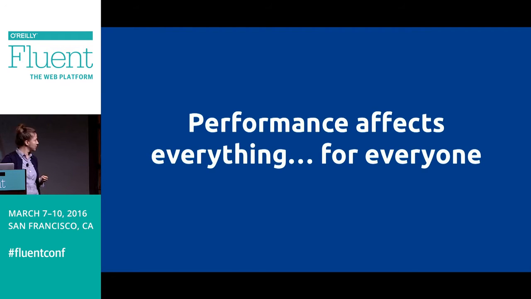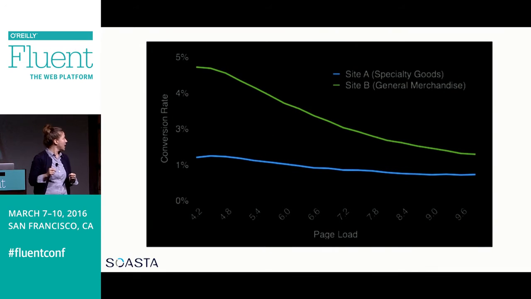So just as an instance, this is based on looking at a lot of data at SOSTA, where the top line is the conversion rate decrease as a site gets slower for a general merchandiser, and the bottom blue line is conversion rate decrease as the site got slower for a specialty goods retailer. And conversion rate, for the uninitiated, is just the percentage of people who come to your site and convert, who become paying customers, who complete a transaction.